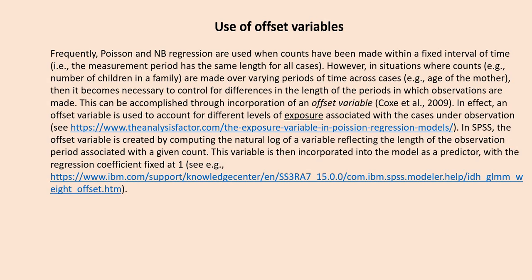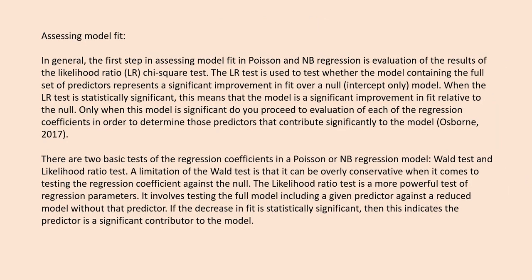In SPSS, the offset variable is created by computing the natural log of a variable reflecting the length of the observation period associated with a given count. This variable is then incorporated into the model as a predictor with the regression coefficient fixed at 1.